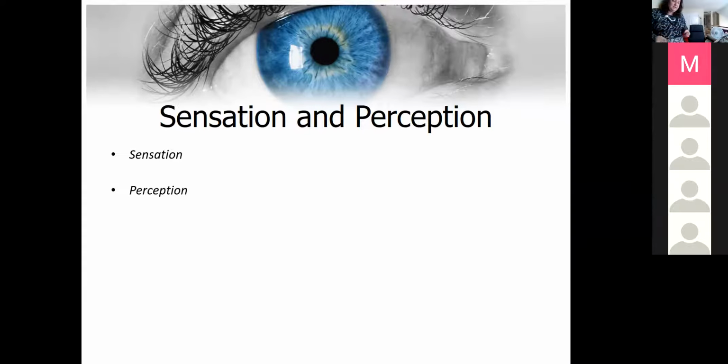Sensation is a process by which a stimulated receptor creates an internal pattern of nerve impulses that represent the stimulus in the brain. That's really wordy, so I'm going to say that a couple more times. It's a process by which a stimulated receptor, which could be an eye, could be an ear, could be some sort of receptor in your fingers for touch, creates an internal pattern of nerve impulses that represent the stimulus in the brain. So it's basically how outside information gets to our brain.